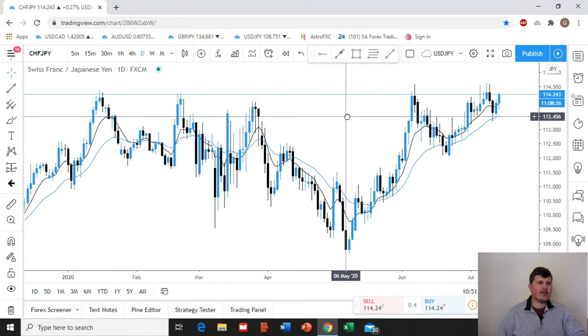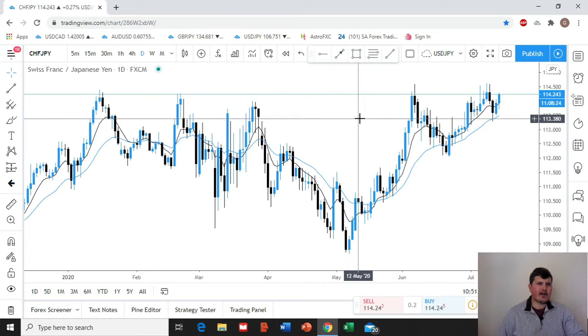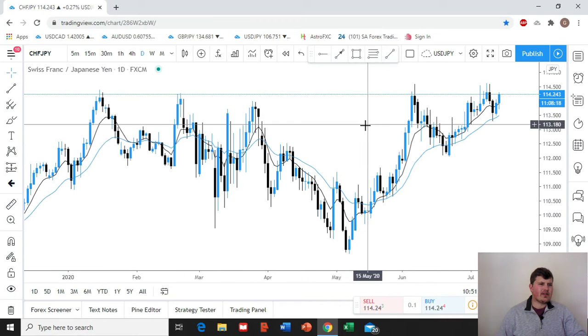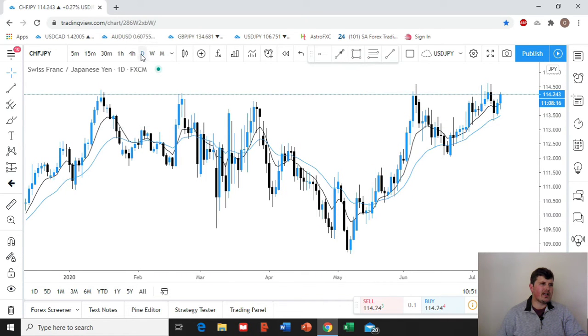Okay, but today I'm going to show you guys how I'm going to analyze the CHFJPY chart, and as you can see, this is on a daily time frame, and we are currently against a really strong resistance area, so we can expect some sort of movement in this area. Let's just visualize it a bit.